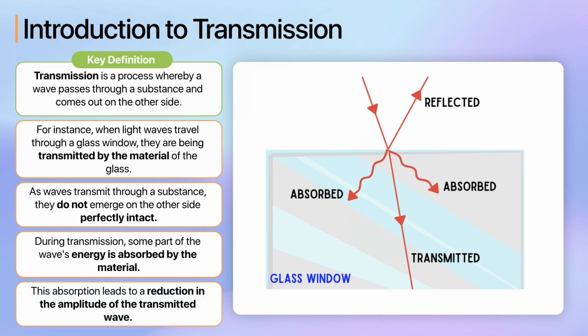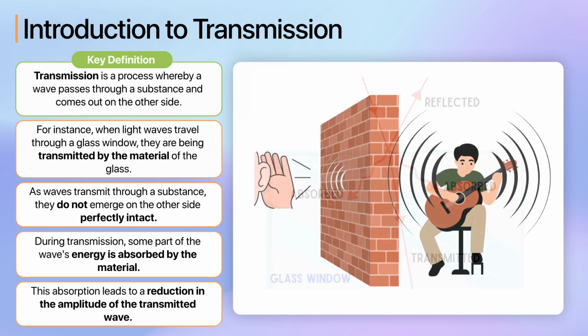This absorption leads to a reduction in the amplitude of the transmitted wave. For example, when you hear a sound on the other side of a wall, it's quieter than when you're directly next to the source. This is because part of the sound wave's energy is absorbed by the wall, reducing the amplitude of the sound wave that emerges on the other side.